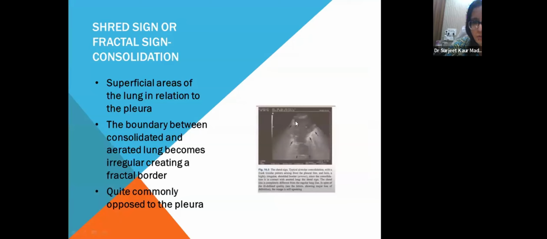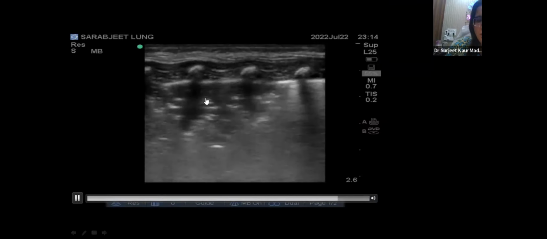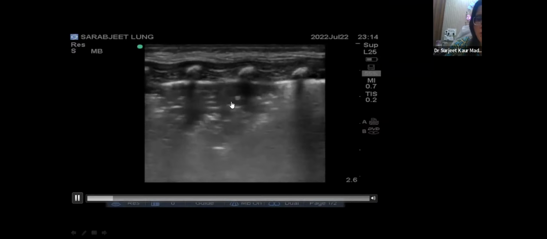This is how, very clearly, you can see the shred sign. And here again, A lines might be obliterated. This is called the shred sign, or also the fractal sign. So this is a video showing the shred sign in a baby with pneumonia. And these are the bronchograms. These white dots are air and fluid bronchograms.